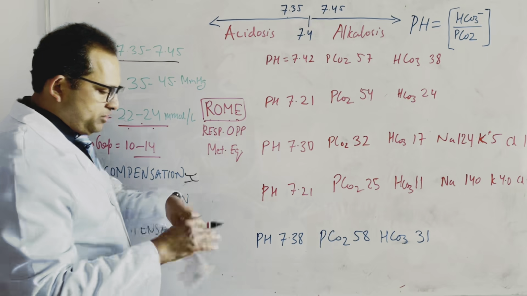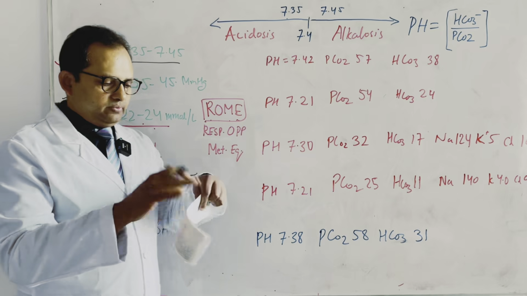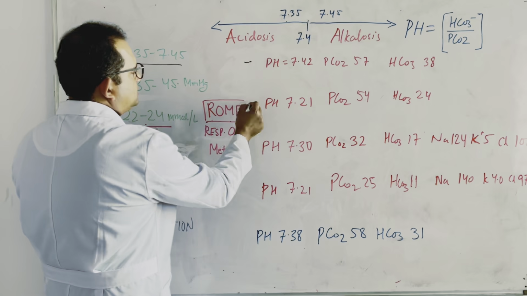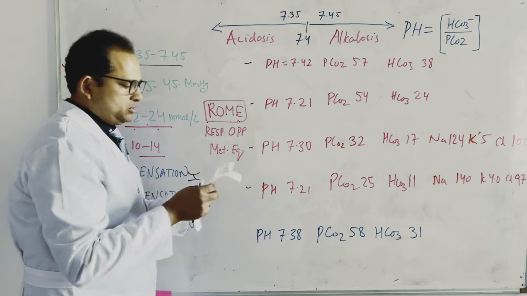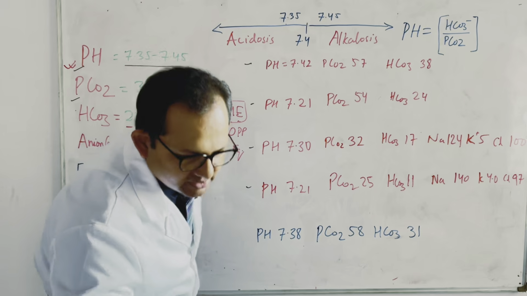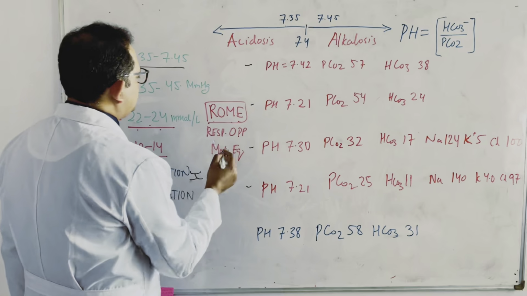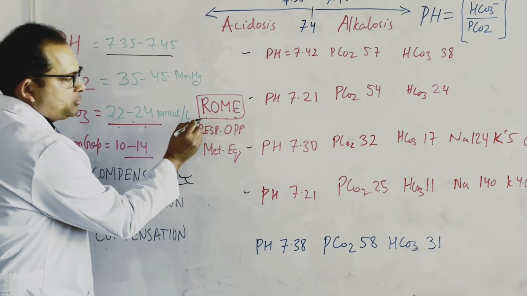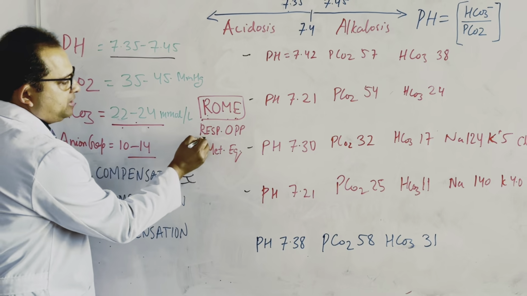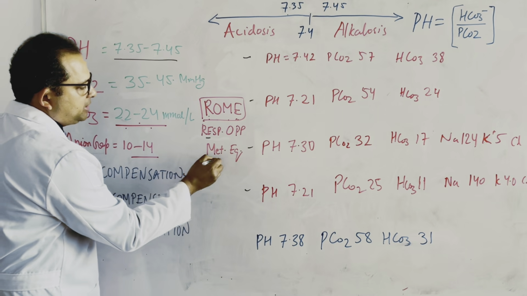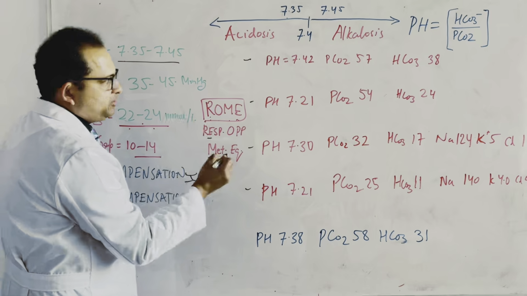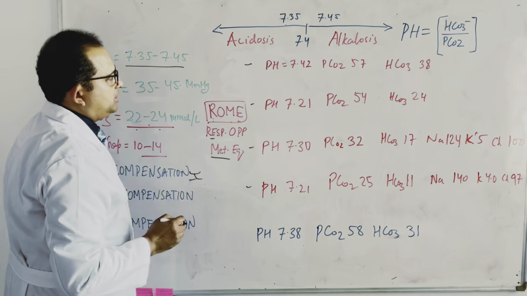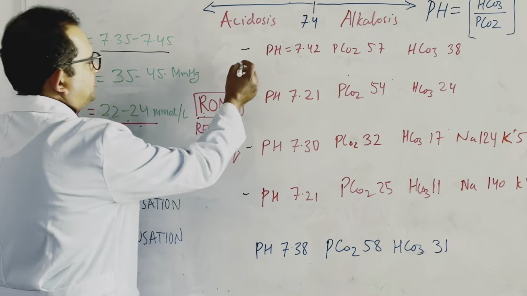So I have got a few reports here from the ICU, and for my convenience, I have written them here. So let me keep them in place, and we will discuss the ABG reports. There is a formula called ROME. ROME is respiratory opposite, metabolic equal. So we will check which type of acidosis by using this formula. So let's discuss the first report.